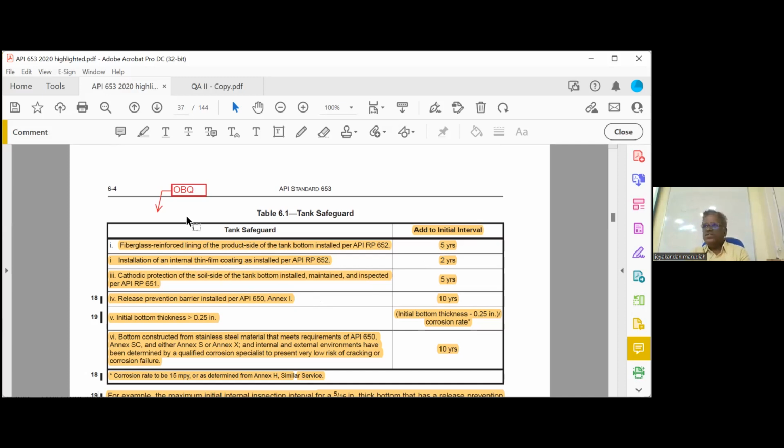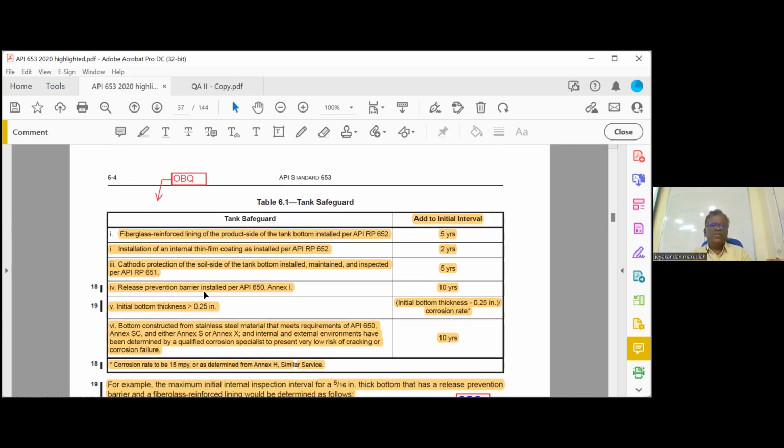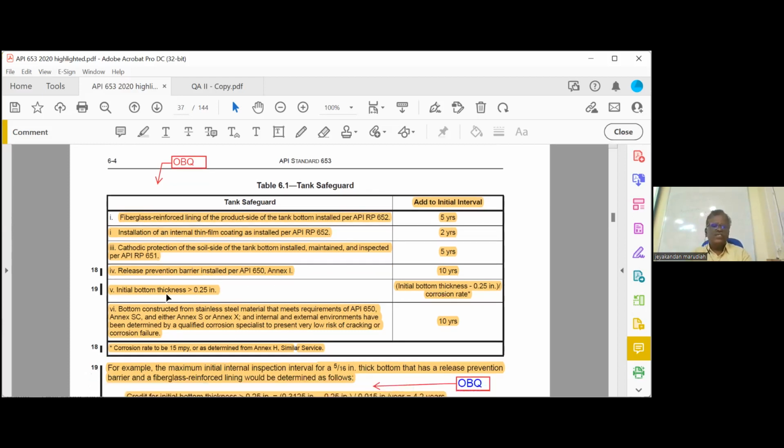This is a regularly asked open book question. Installation of the internal thin film coating: if you have a thin film coating, you can add 2 years. If you have cathodic protection on the soil side, you can add 5 years. If you have a release prevention barrier as per the 650 annexure, you can add 10 years. This one was asked most recently.